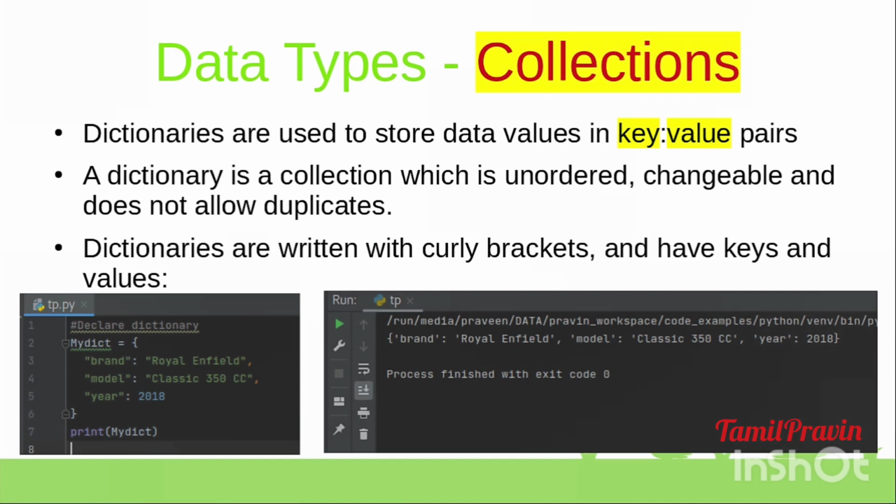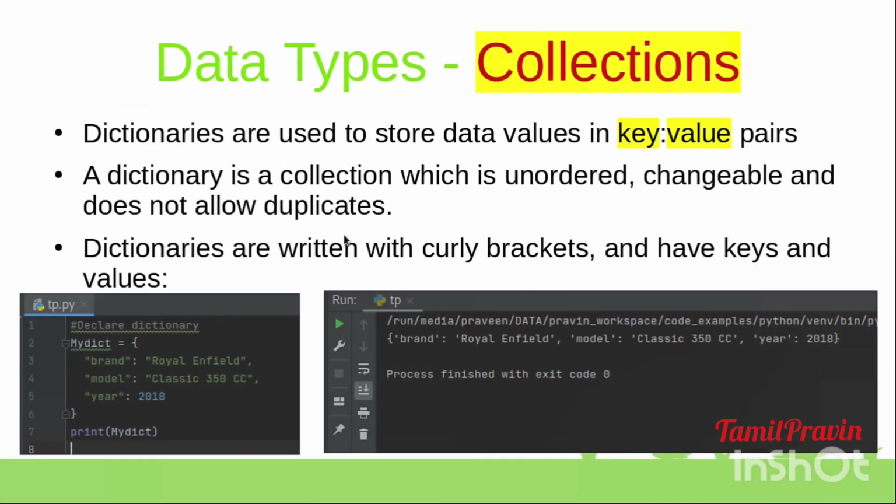And another data type under collection is dictionary. The dictionary is also used to store data, but in this case we use key and value to store the entries. Dictionary is a collection which is unordered, changeable, and does not allow a duplicate entry. This is the same as a set. The set also does not allow a duplicate entry. Here dictionary also does not allow a duplicate entry.